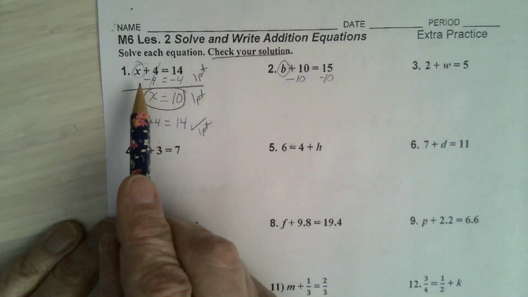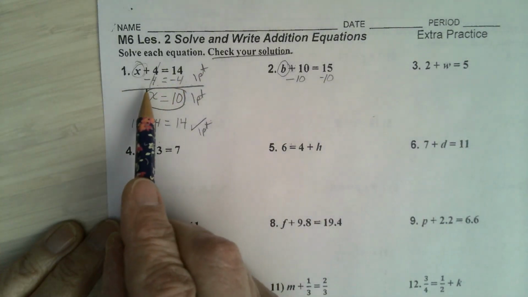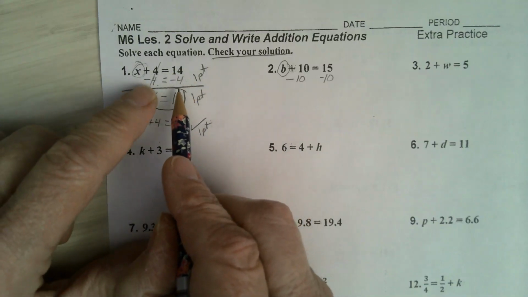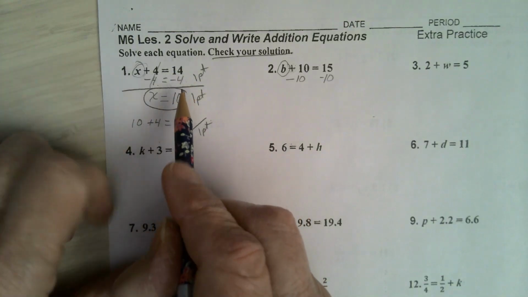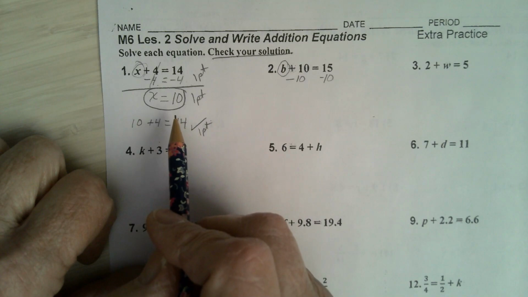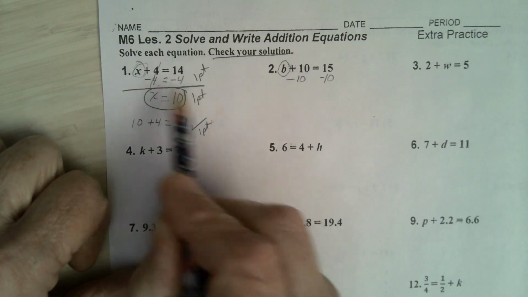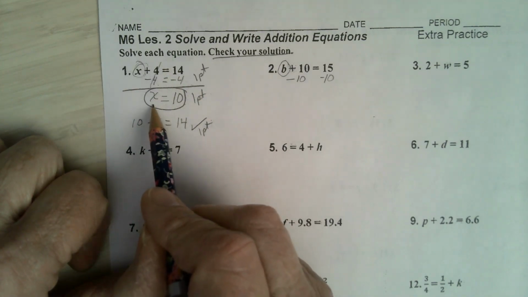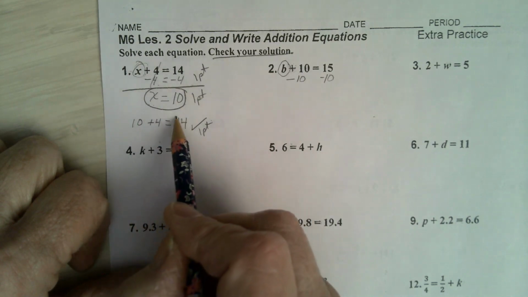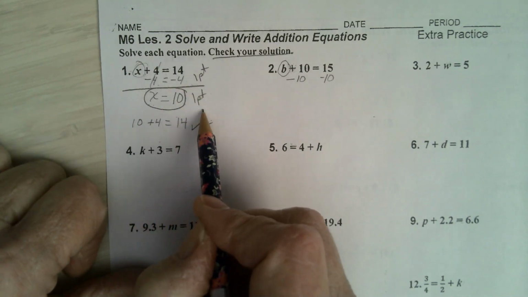The inverse of adding 4 is subtracting 4. You subtract 4 from both sides of the equal sign, keeping the equation balanced. You draw a line, cancel. What do you have left? X equals 10. Circle your answer.